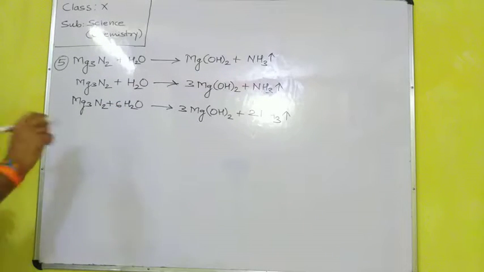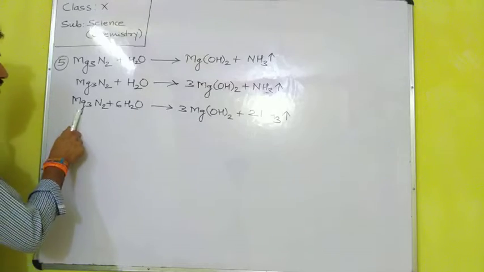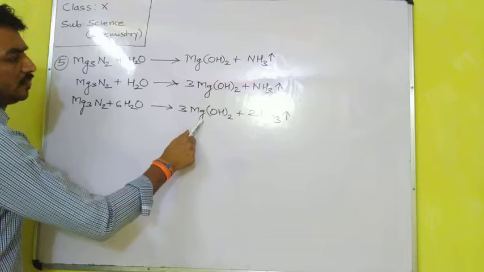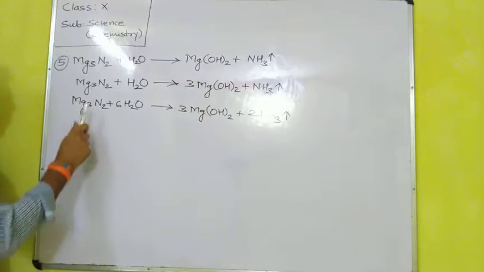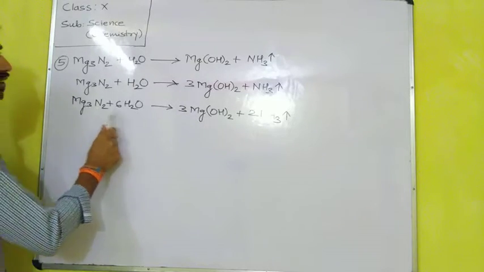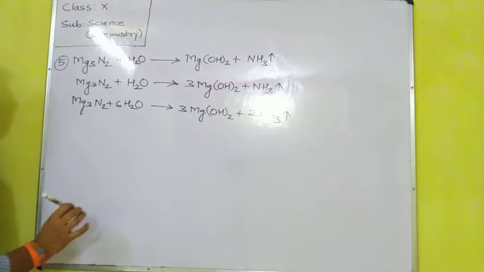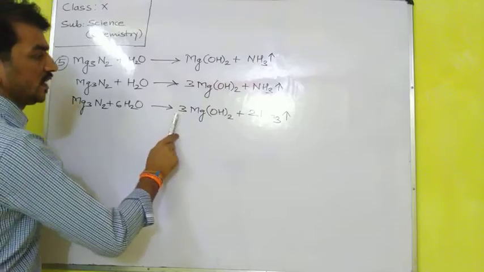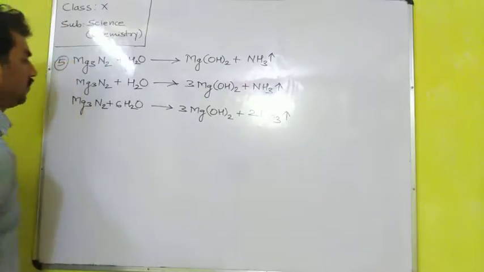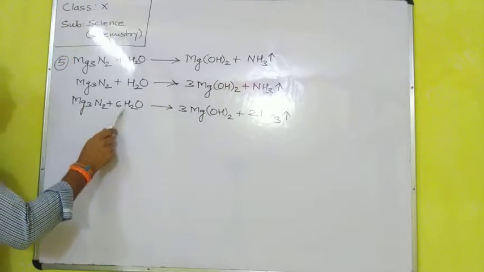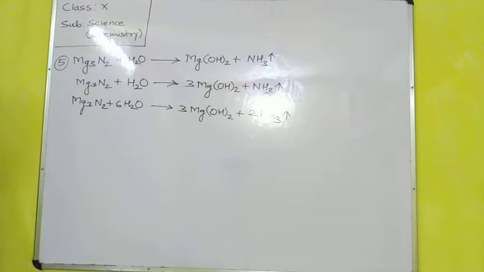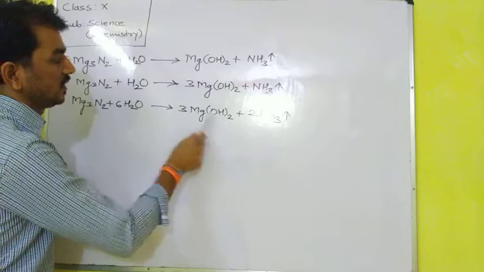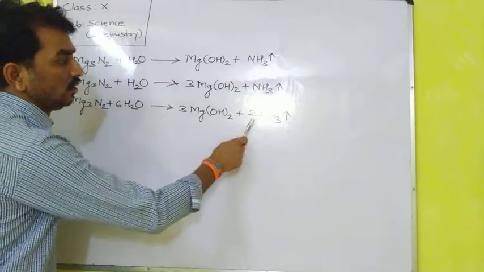6H2O. Again we have to check it from the starting. 3 atoms of Mg in the reactant, 3 atoms of Mg in the product. 2 atoms of nitrogen in the reactant, 2 atoms of nitrogen in the product. Now 6 atoms of oxygen in the reactant and 3 twos are 6 atoms of oxygen in the product. Now we have to balance in the last step. 6 twos are 12, 12 atoms of hydrogen in the reactant, and 3 twos are 6, 6 atoms of hydrogen and 2 threes are 6.